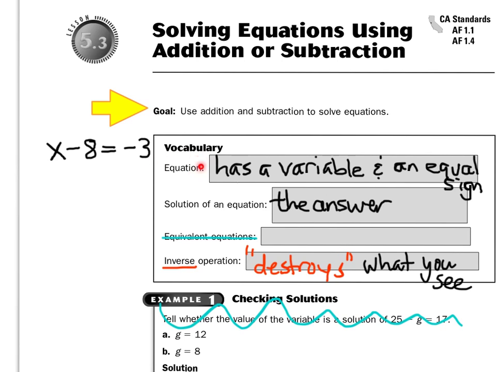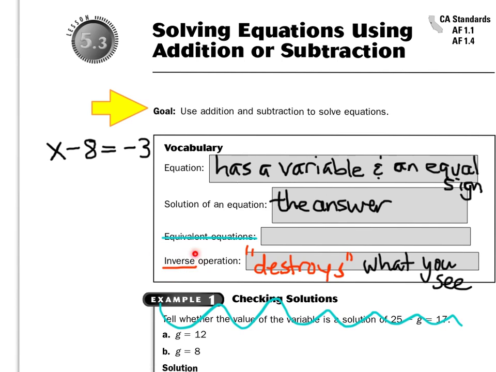So let's talk about vocabulary. An equation is something that has a variable and an equal sign. So something like x minus 8 equals negative 3. It's an equation because of the equal sign right there. The solution is just the answer. And then you can cross out equivalent equations. I'll show you that when we're doing some work here.